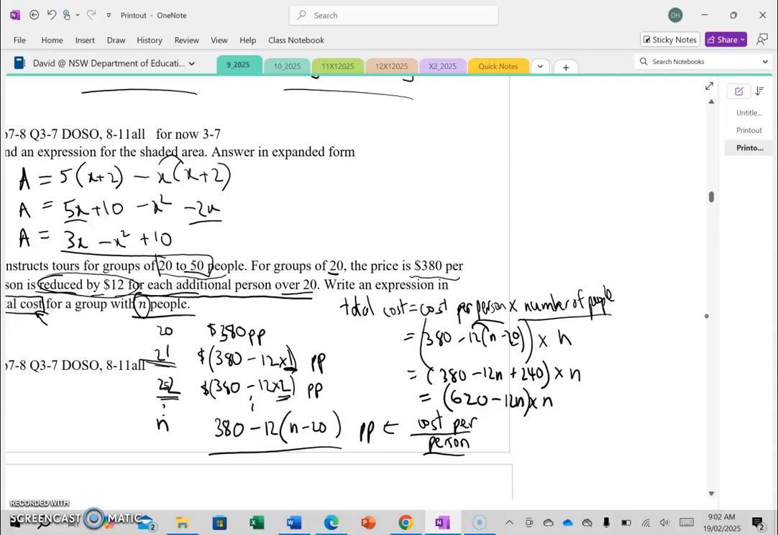Okay, now to make it a bit clearer, I might put the n out the front, just so it looks like normal. Expanding again, we get 620n minus 12n squared. And that'll be the cost in dollars. So the final answer, 620n minus 12n squared.